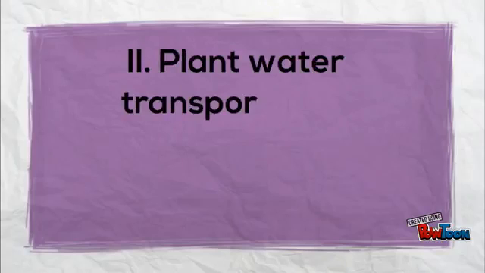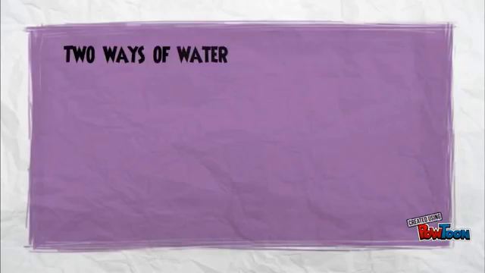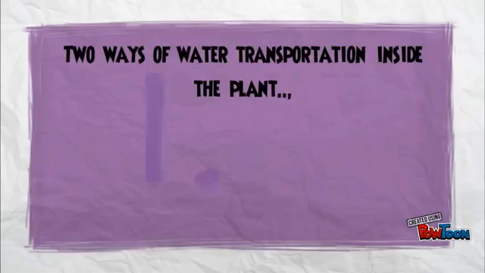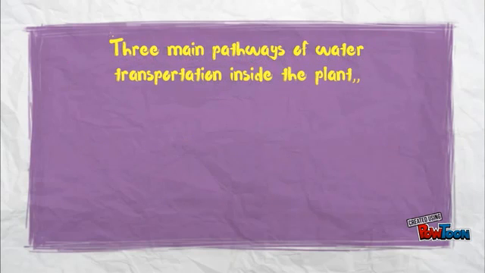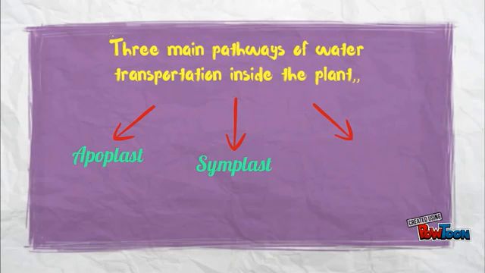There are two ways of plant water transportation inside the plant. 1. Horizontal transportation. 2. Vertical transportation. There are three main pathways of water transportation inside the plant. 1. Apoplast pathway. 2. Symplast pathway. 3. Transmembrane pathway.